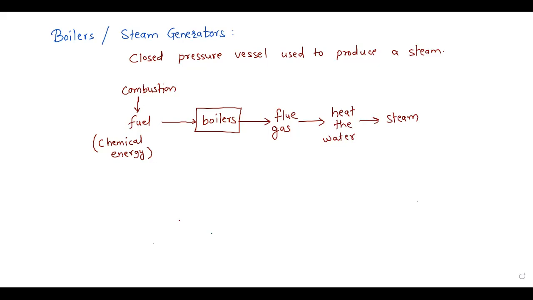Quickly, let us see. You supply the fuel, combustion of fuel takes place, and you produce flue gases. These flue gases transfer their heat energy to the water. We heat the water, and as a result you get steam. So boilers are closed pressure vessels used to produce steam. Now, there are different ways to classify boilers. Let us discuss that.